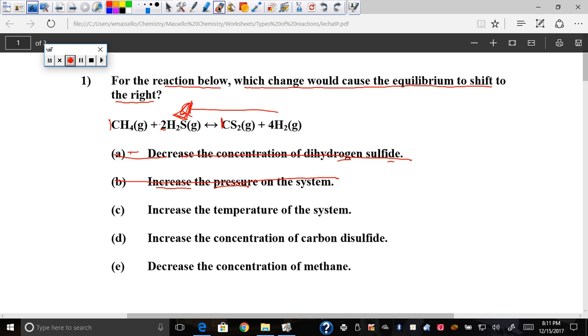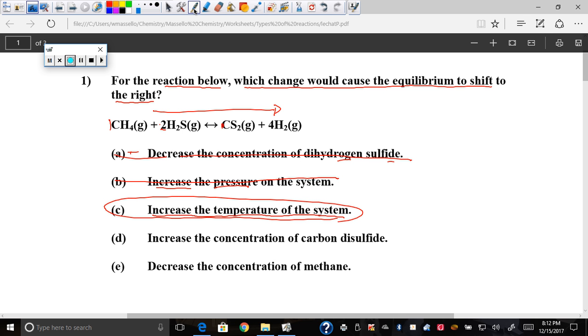Increase the temperature of the system. Let's see what that will do. Yes, if you increase the temperature of the system, unless it specifically says there's heat over here, which it doesn't say, then yes, that would make it go to the right, because it would speed it up. It would make you make the products faster, generally speaking. So increasing the temperature would do it.